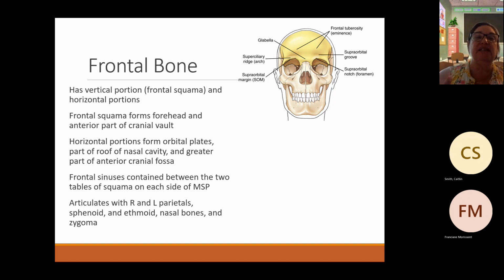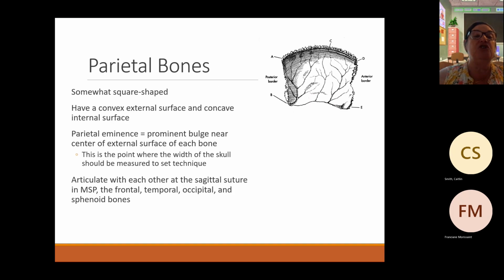Males have a bigger frontal sinus than females. Now, the frontal bone itself articulates with the right and left parietal bones, the sphenoid, the ethmoid, the nasal bones, and the zygoma. And those last 2 are facial bones.